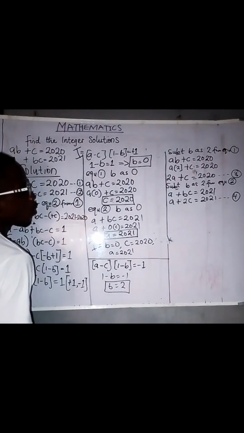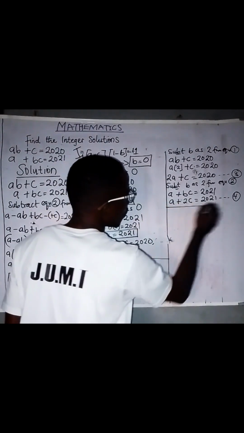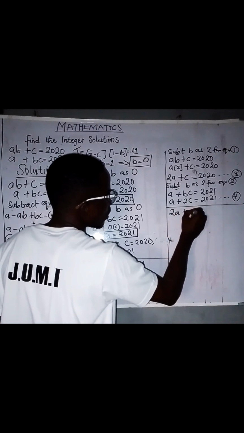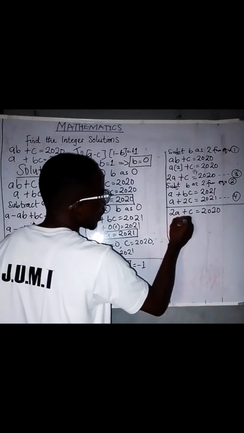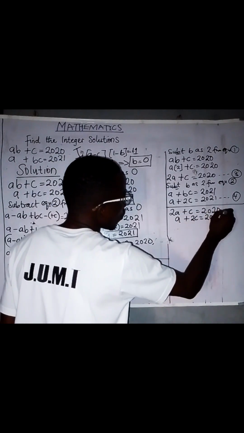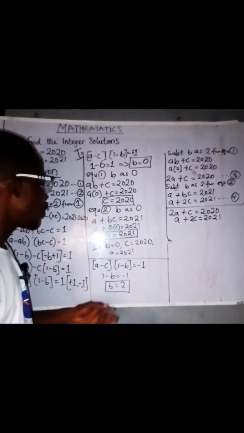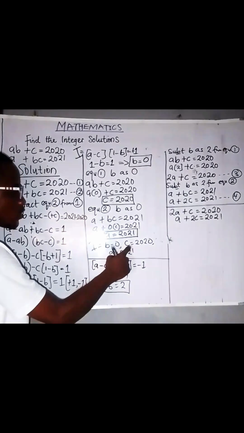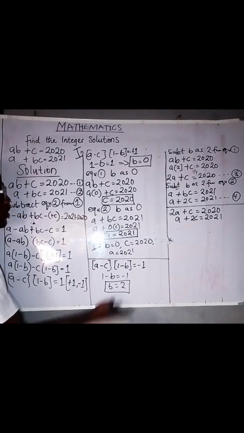I'm naming this equation 4 because I have to pick equation 3 and equation 4 together. So I have equation 3, which is 2a plus c equal to 2020, then equation 4, which is a plus 2c equal to 2021. I derived this because I'm looking for the second integral. The first one I got as b equal to 0, c equal to 2020, and a equal to 2021, and that is for the positive integral.